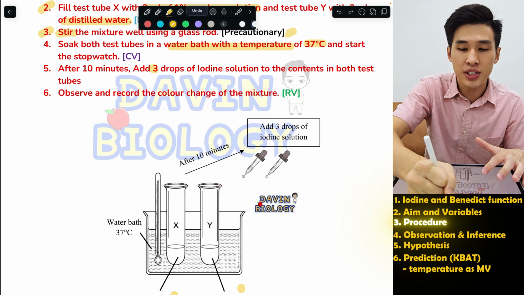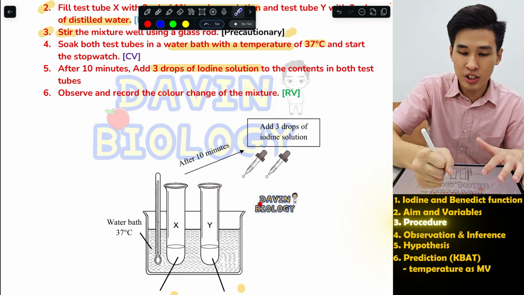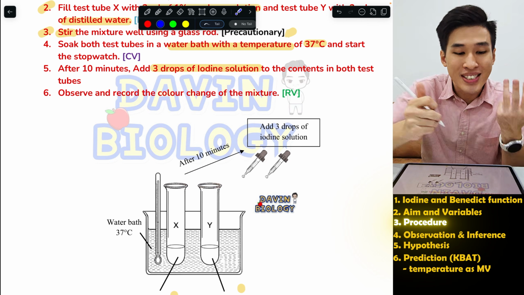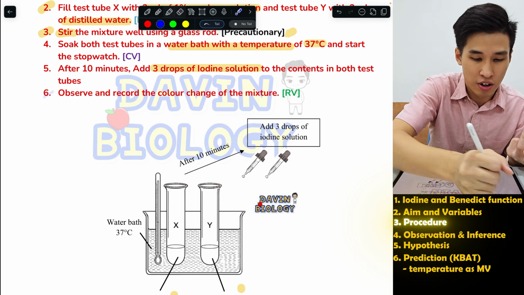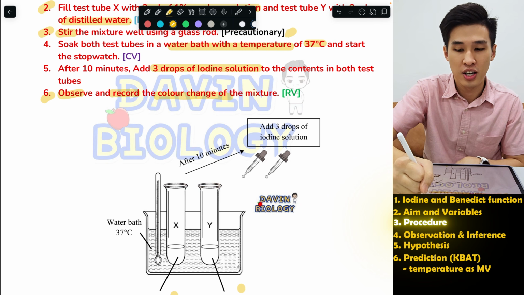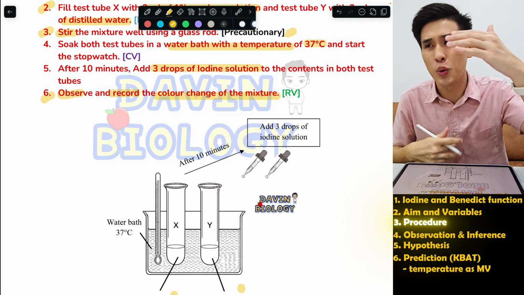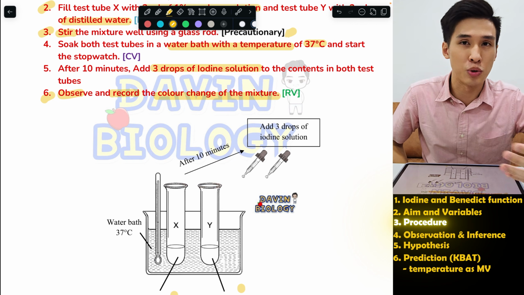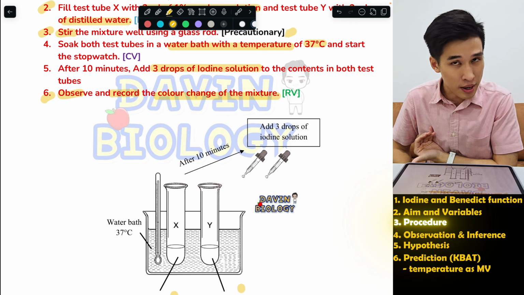So I'll put 3 drops of iodine solution in each test tube, and then you'll get your results. So you observe and record the color change of the mixture. So that is your responding variable. Responding is always your last point, because your observation is your responding, which is always at the end of the experiment when you get your results.